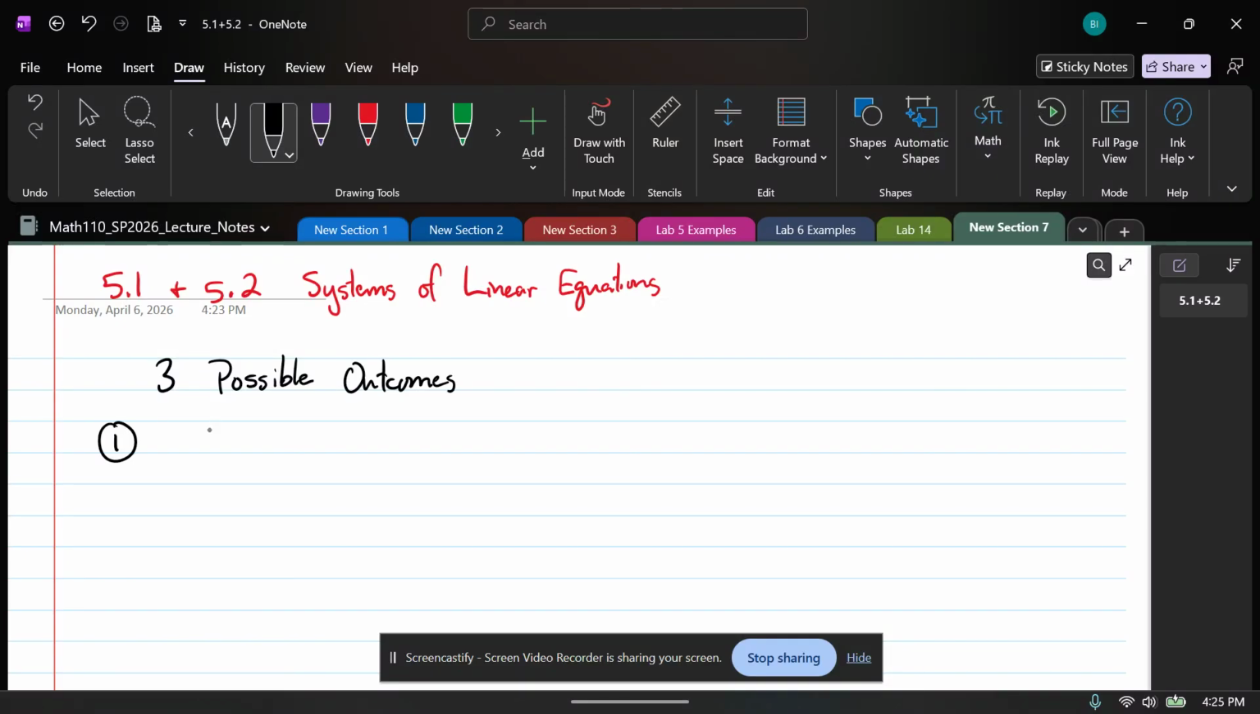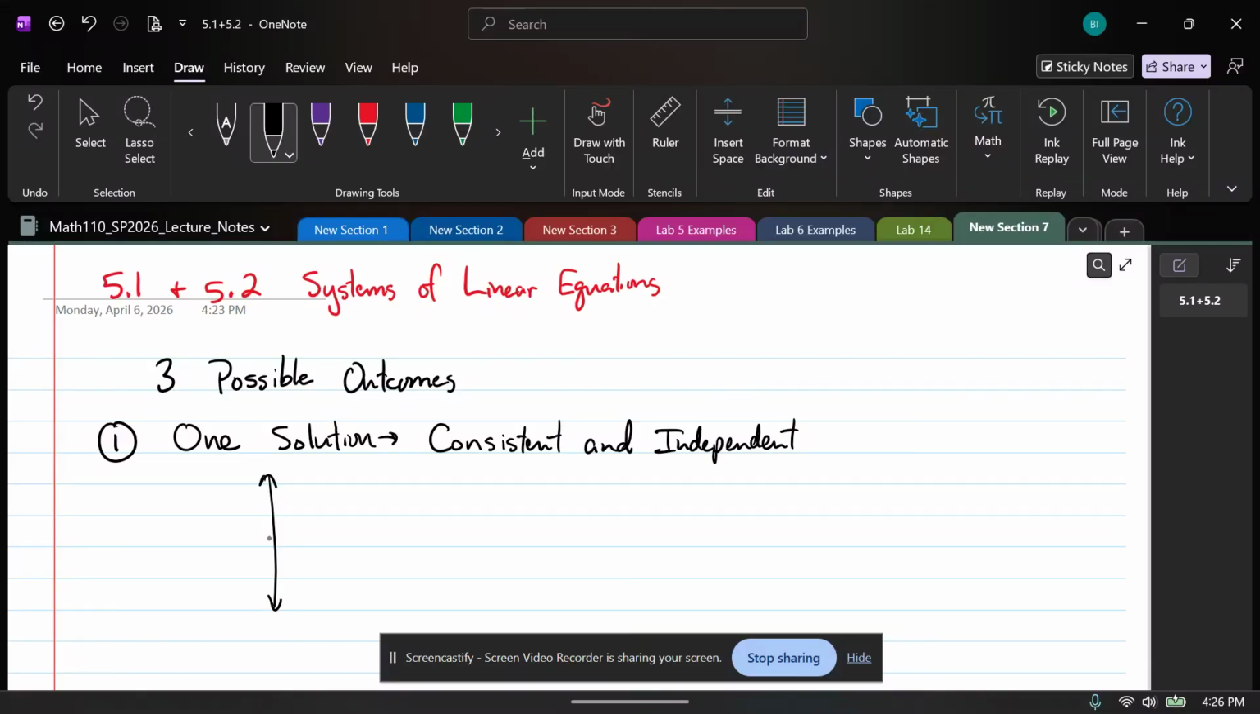The first outcome, the most common one that happens, more often than any other, is that there's one solution. That is also called consistent and independent. So if you had a coordinate plane and you had two graphs that were drawn on the same coordinate plane, where they cross, that point right there, that is that one solution.